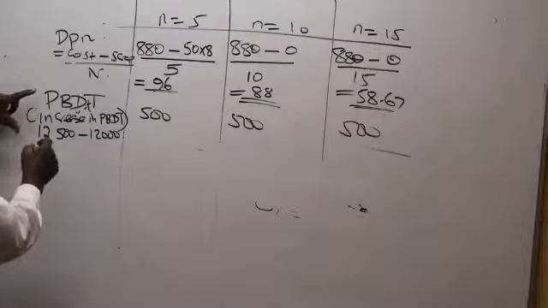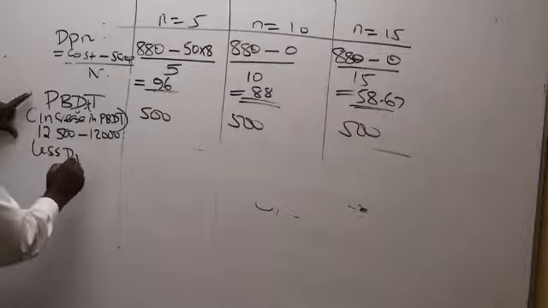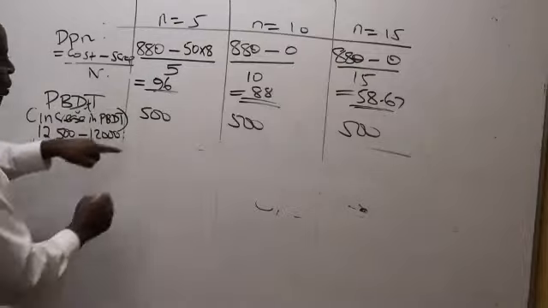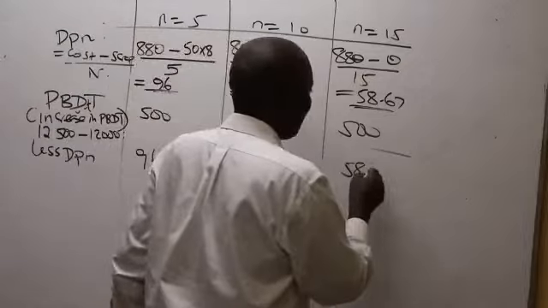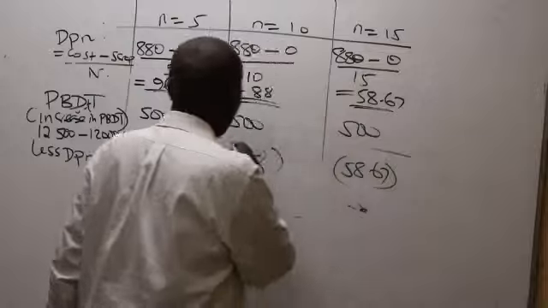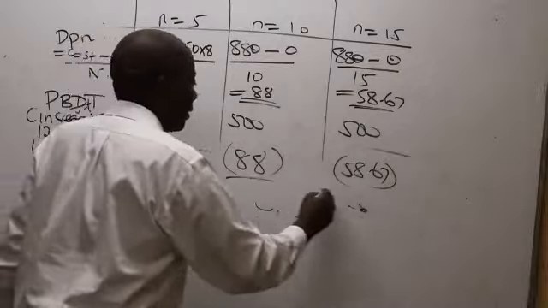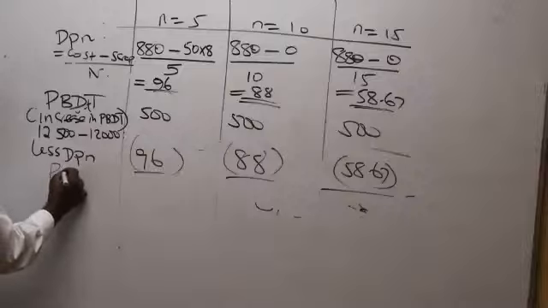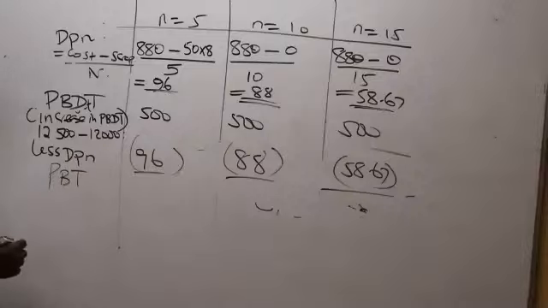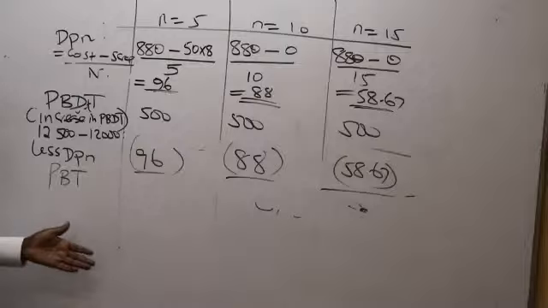Yes. And then now you come here and less depreciation. This is 96. This is 88. This is 58.67. Subtract this downwards. Please give me the figures here. So whatever I'll be getting will be called a profit before what? Before tax. Whatever I shall be getting will be called a profit before tax.